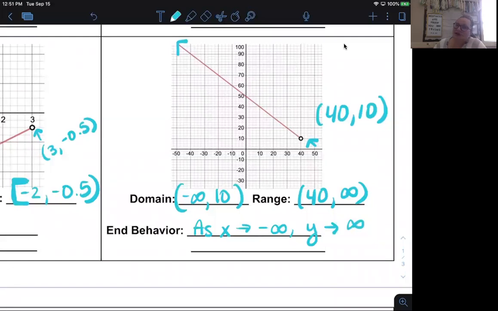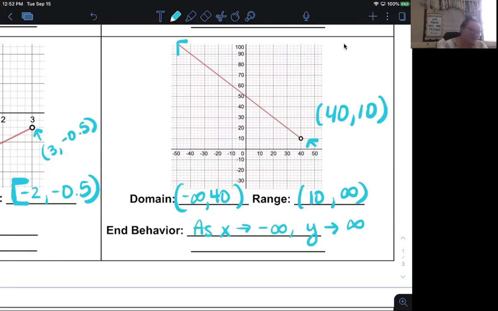So let's compare answers. For the domain, I said that my x values go from -infinity to 10, and just kidding, that would be my y value. My x values go from -infinity to 40. There we go, -infinity to 40. Hey, at least I caught a mistake before I published this video and made you watch it. Then my y values start at 10 and go to positive infinity. And because we have an open circle and we have -infinity and positive infinity, all of these are parentheses because none of the numbers are included. We're just approaching them, but never actually reaching them.